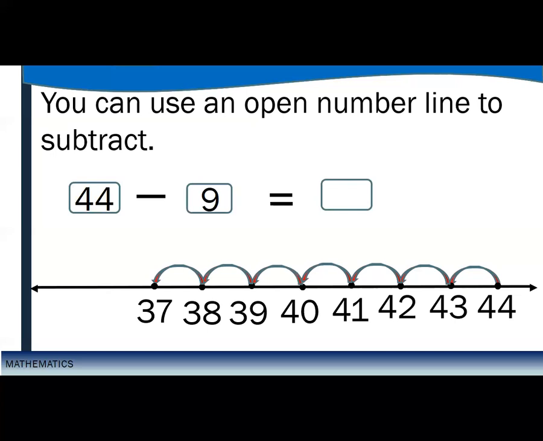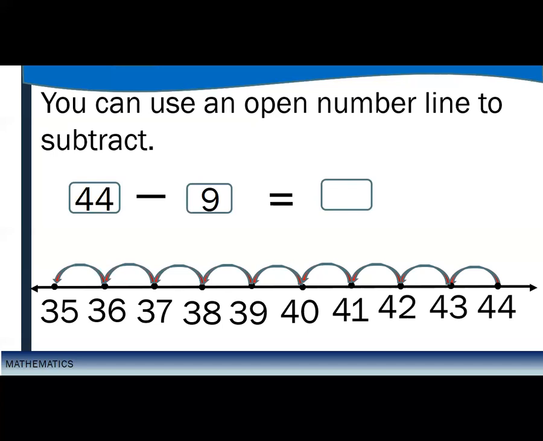Have we counted back 9 ones as yet? No, we have 2 more to go. So counting back 1 from 37 gives us 36. And counting back 1 from 36 gives us 35. So remember, the number we stop at tells us how much is left.